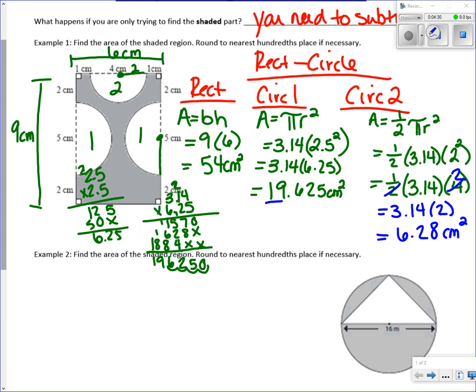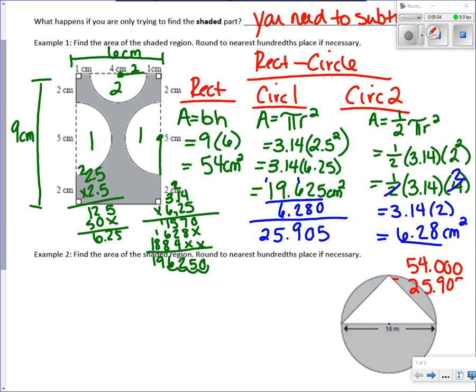Okay, so I know we said that our overall formula was going to be rectangle minus the circles. Well, I have 2 circles, so I need to add the 2 amounts together. So I'm going to add my 6.28 over here with my 19 and 625 thousandths. So I'm going to add a 0 there. And I get 25 and 905 thousandths. So to find my final answer, all I'm going to do is subtract. So I'm going to take my rectangle of 54 and subtract my 25.905.